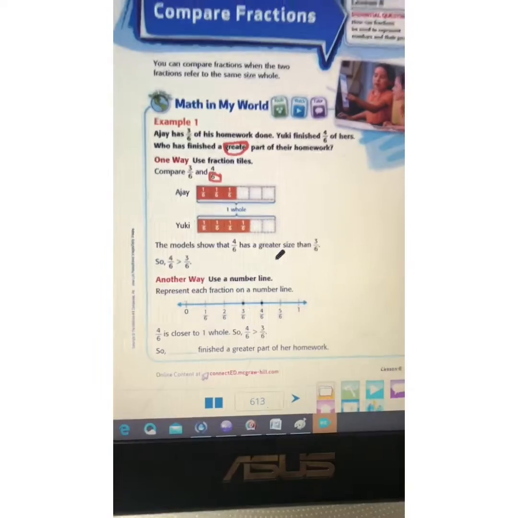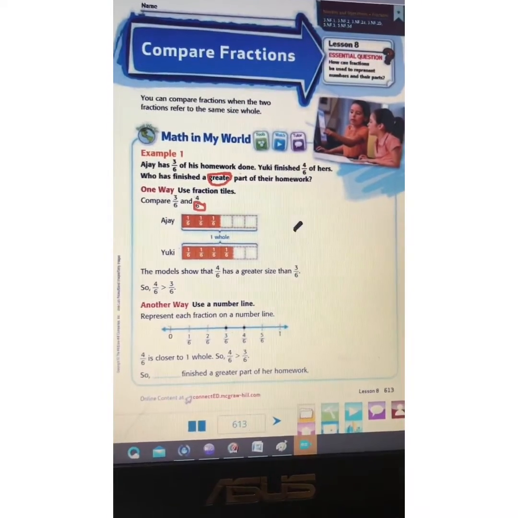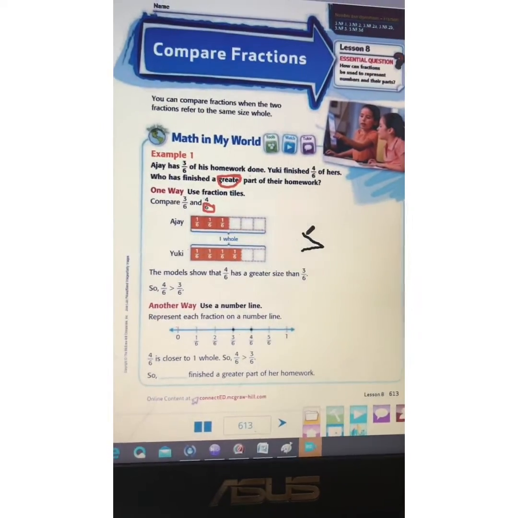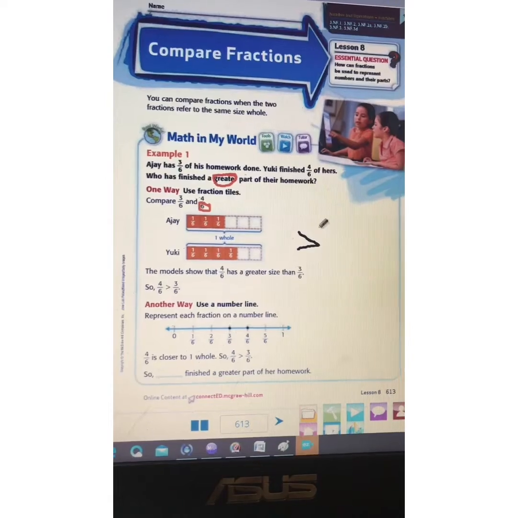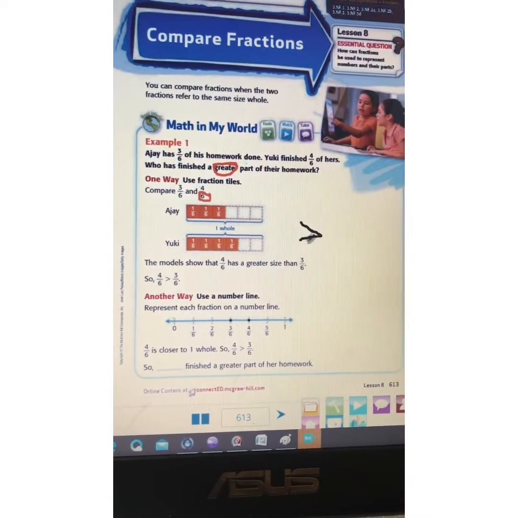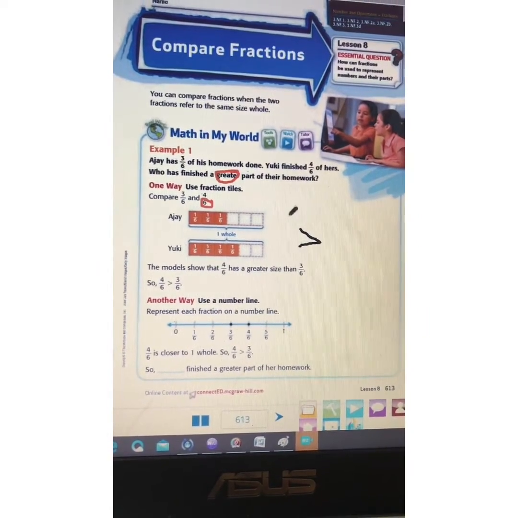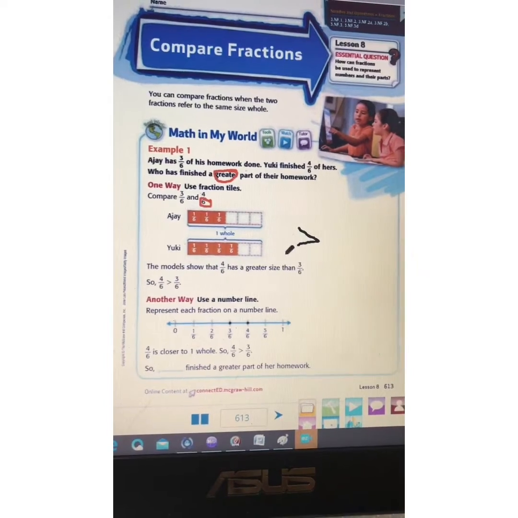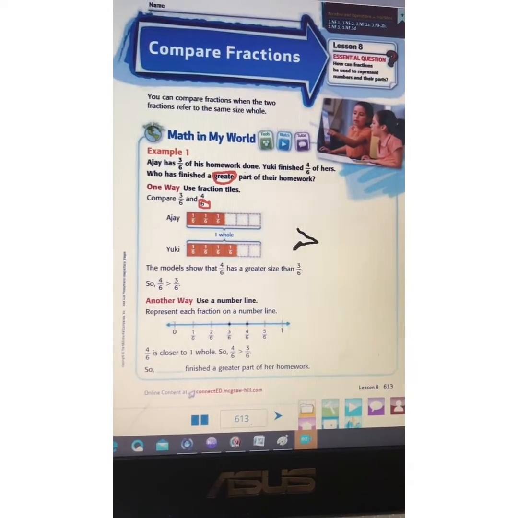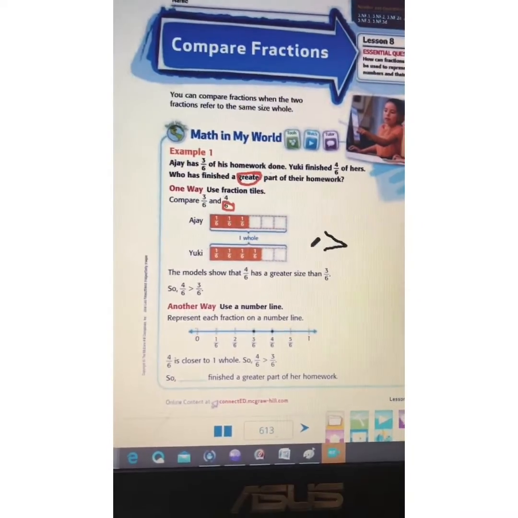So we have different symbols to compare fractions. The first one is the greater than. Imagine that this symbol is the mouth of a crocodile. All the time, the mouth of the crocodile wants to eat the bigger part. So if the first number is bigger or greater, the mouth of the crocodile will open in this way. If the first number or fraction is greater.